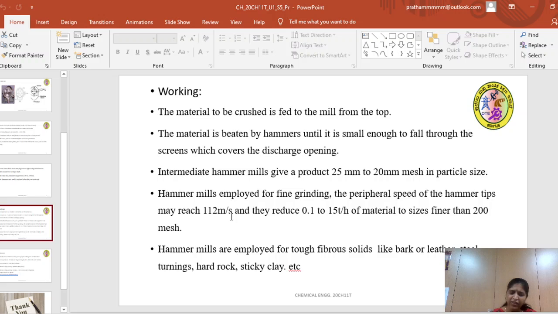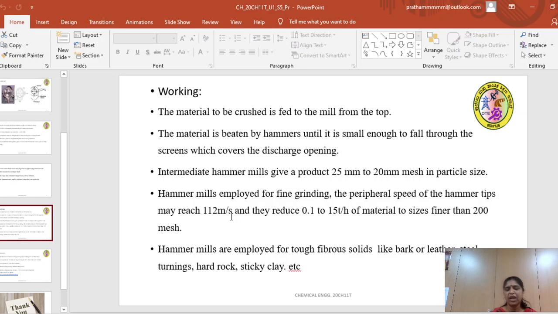ಅಷ್ಟು ಮಟ್ಟಿಗೆ ಫೈನ್ ಸೈಜ್ ಪಾರ್ಟಿಕಲ್ we will get by the hammer mills, the 200 mesh size particles. So and these hammer mills are being used for the tough, the fibrous solids like bark ಇರ್ಬೋದು, ಲೆದರ್ ಇರ್ಬೋದು, ಅಥವಾ ಸ್ಟೀಲ್ ಟರ್ನಿಂಗ್ಸ್ ಇರ್ಬೋದು, ಹಾರ್ಡ್ ರಾಕ್ ಇರ್ಬೋದು, ಅಥವಾ ಸ್ಟಿಕ್ಕಿ ಕ್ಲೇ ಎಕ್ಸೆಟ್ರಾ. ಸೊ ಫಾರ್ ದ ರಿಡಕ್ಷನ್ ಆಫ್ ದೀಸ್ ಮೆಟೀರಿಯಲ್ಸ್ ದ ಹ್ಯಾಮರ್ ಮಿಲ್ಸ್ ಆರ್ ಬೀನ್ ಯೂಸ್ಡ್.